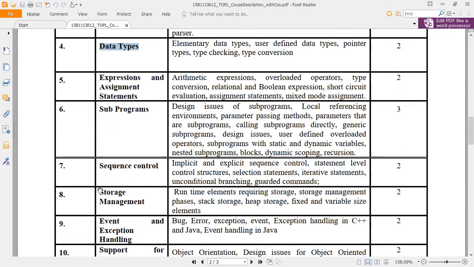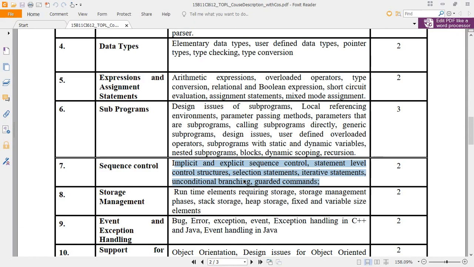We moved on to the storage management. Next we move on to the sequence control, that is implicit and explicit sequence control, statement level control structures, selection statements, iterative statements, and unconditional branching and guarded statements. So these are the most commonly known things. Much discussion is not required for this, because program control statements are divided into three categories. One is selection constructs, second one is iterative constructs, third one is jump statements.